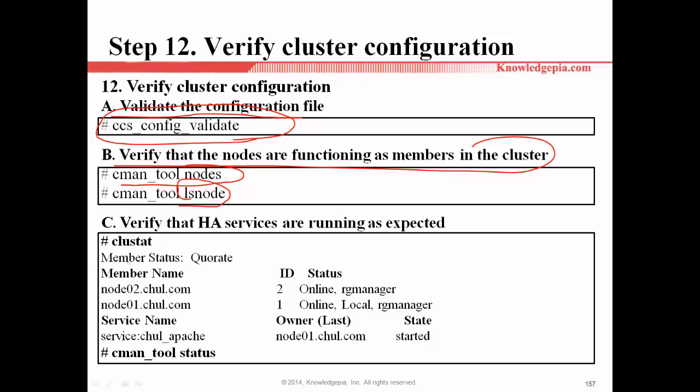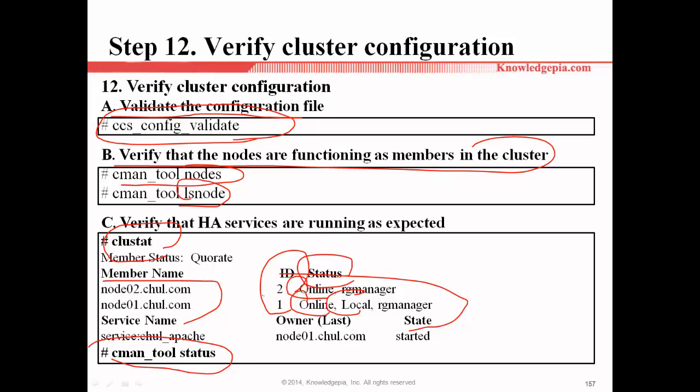Then we can use this cluster status command, and we can see this kind of information. The cman_tool status command also shows similar information. Here, for example, the members are node 02 and node 01, and each node has its own ID and status. Online with local means I am configuring on node 01.